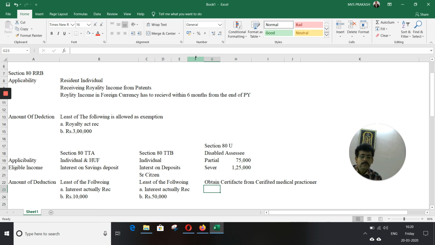So with this, apart from 80QQB and 80JJAA, we are done with all the sections of 80 deductions. Now in the next video, we'll start with the heads of income. We'll start with income from salaries. We'll discuss how to compute income from salary, what the charging section for the head of income is, and everything we'll try to discuss in the upcoming classes, right?